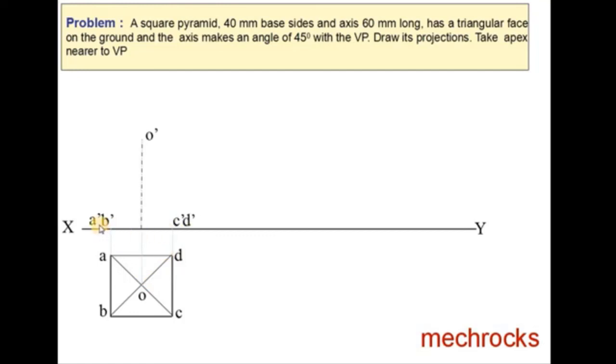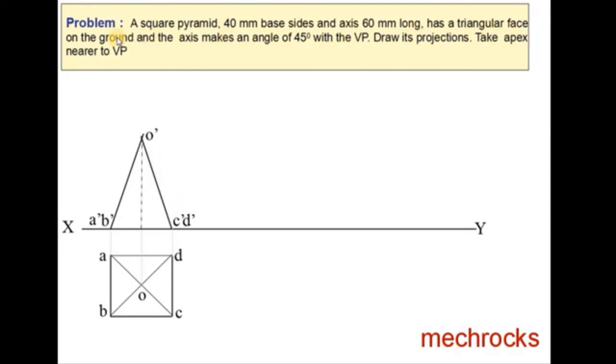A dash means front view. A means top view. When A dash is there, it is the front view. When A is there, it is the top view. Next, O dash A dash, O dash C dash. Next A to C also. Next we have to consider this one.